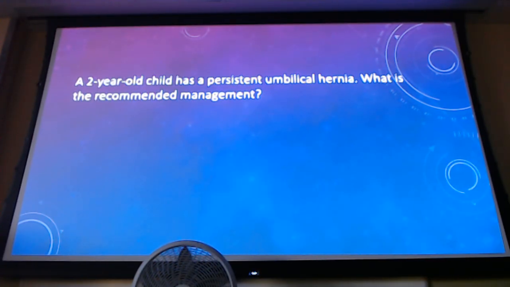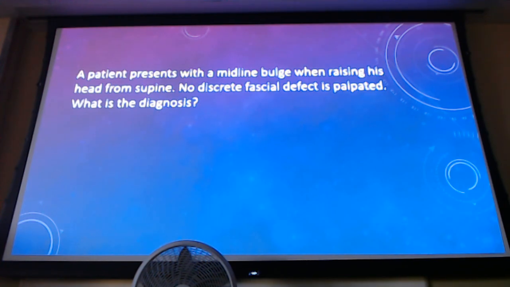Alright, a 2-year-old child has persistent umbilical hernia. What's the most recommended management? Surgery. What if they're 1? And it's reducible. Just observe. Right? At 2 is when we start thinking about surgical repair if it's persistent. Alright, patient has a midline bulge. When raising their head from supine, no discrete fascial defect is palpated. What's the diagnosis?